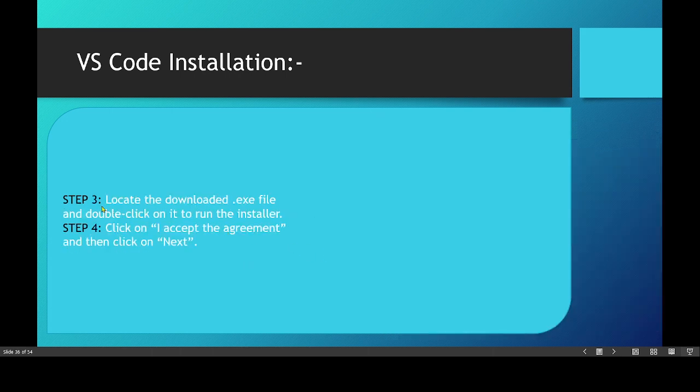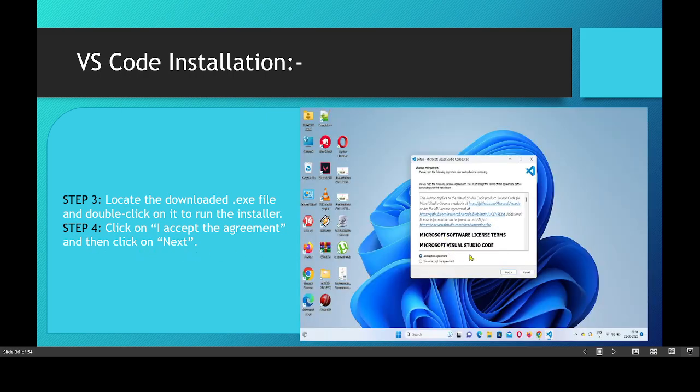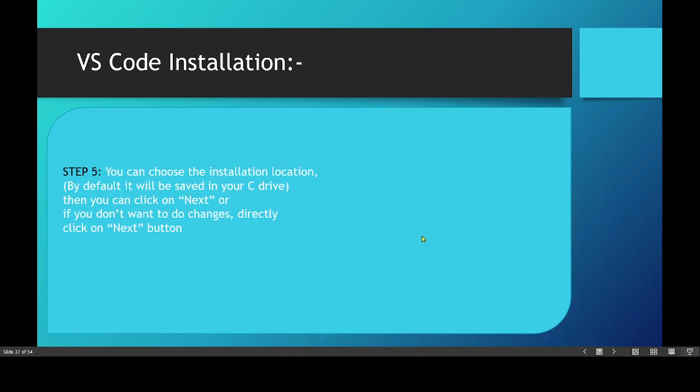Well, coming to the third step, locate the downloaded .exe file and double click on it to run the installer. The fourth step is clicking on I accept the agreement and then click next. As I mentioned, while clicking the .exe file, it will come like this. While clicking the button I accept the agreement and clicking next, it will navigate to the fifth step.